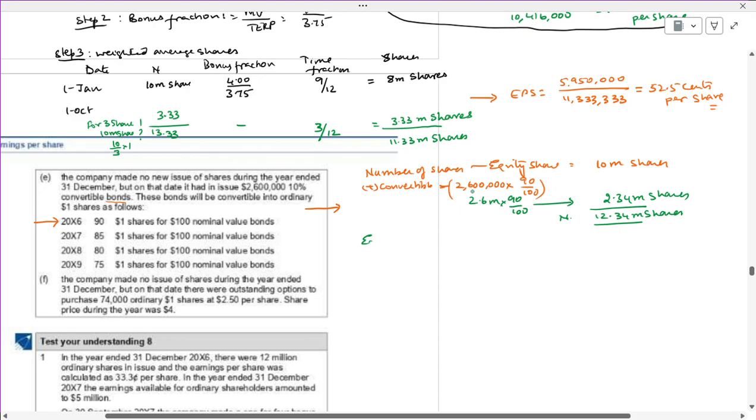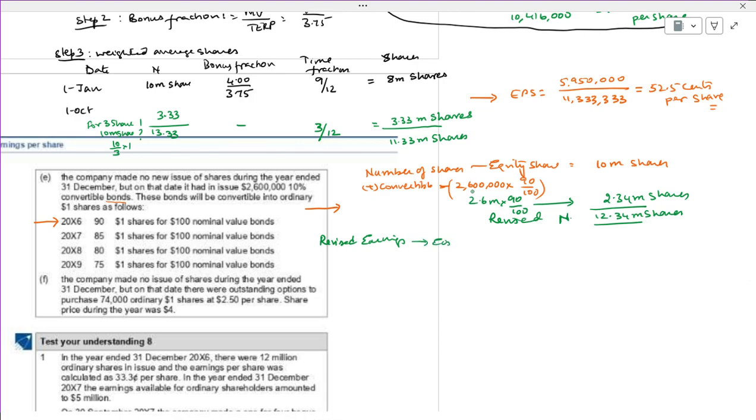Now earnings will be how much? Revised earnings. This is the revised number of shares. Revised earnings is what? You have existing earnings. Existing earnings is how much?